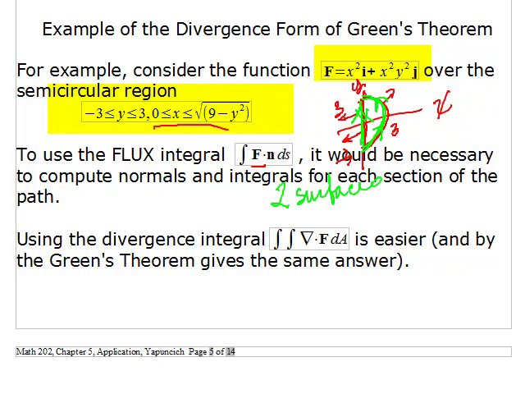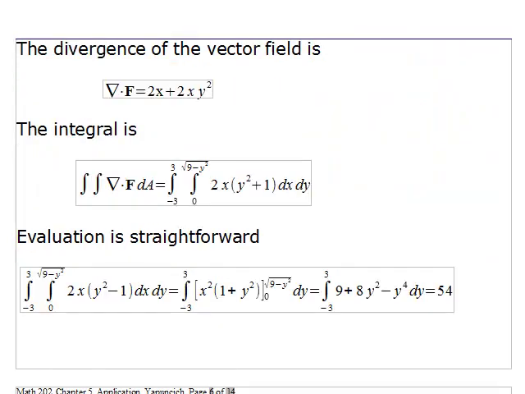Instead, we're going to use the divergence integral, which is the other side of Green's theorem. So we have to take the divergence and integrate over the area. So the first thing we need is the divergence of the field, which is, remember, going to be a scalar. I keep saying this because I get tired of writing it. Okay, 2x plus 2xy squared. That's the divergence of that field.